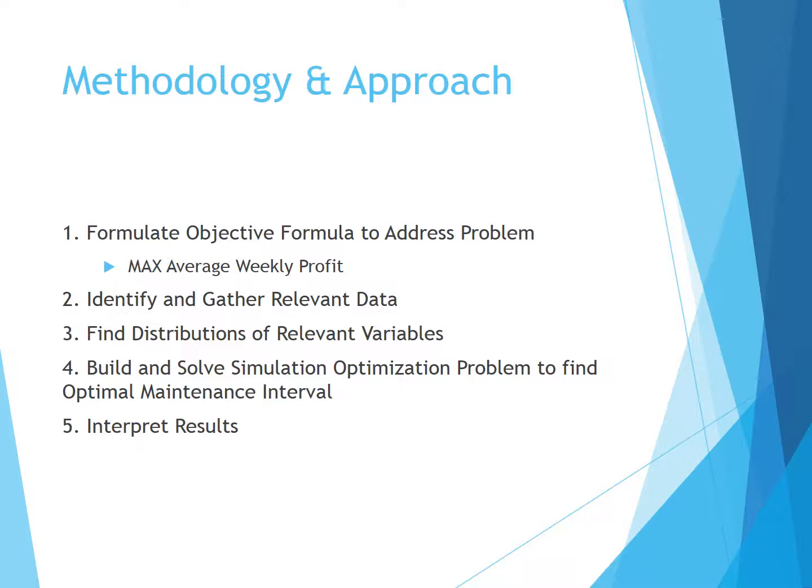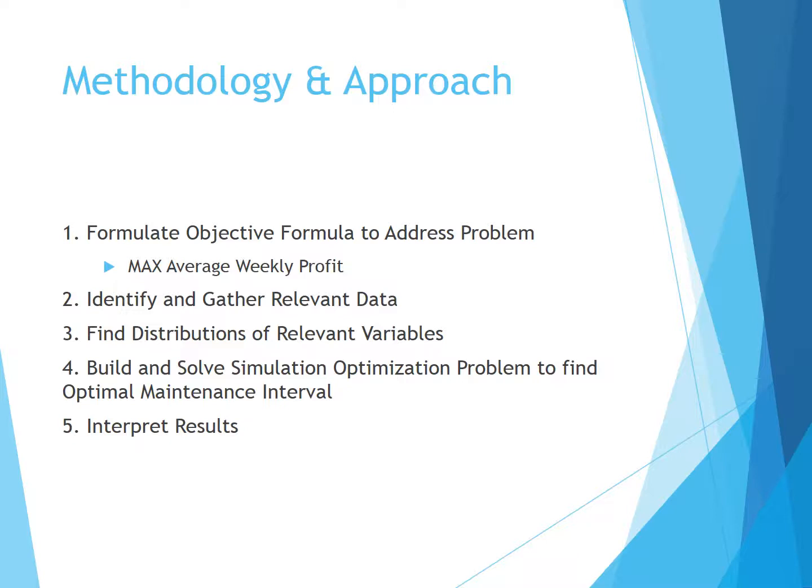Our methodology and approach were the following 5 steps. First, we formulated our objective formula that addressed the problem of how often we should be doing routine maintenance so that we prevent failures, but we also don't cause too much downtime, which affects our profit.